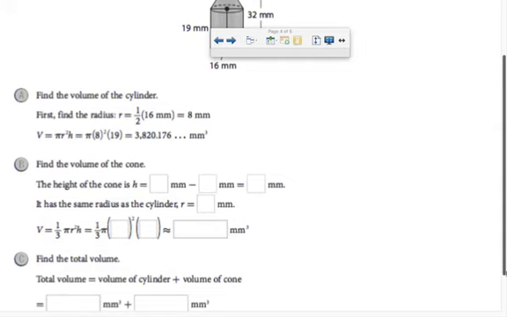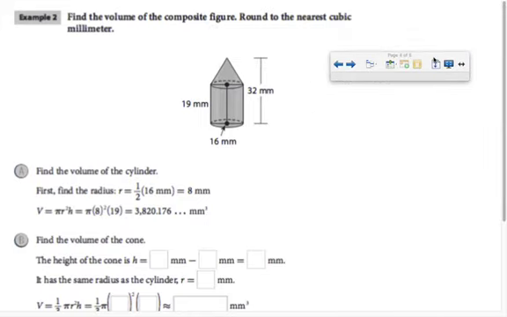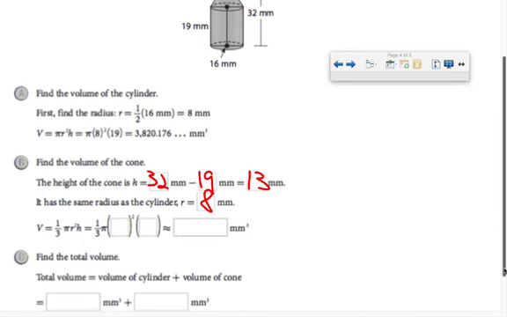they found the volume of the cone, and they did so by finding the height of the cone. Notice they didn't actually give us the height of the cone. They gave us the height of the cylinder, the height of the entire composite figure, so that's why we have to do 32 minus 19 to get that the height of the cone is 13. It has the same radius as the cylinder, which is 8. So now we can do 1/3 pi r squared h to find the volume of the cone. So that'll be 1/3 pi times 8 squared times 13.